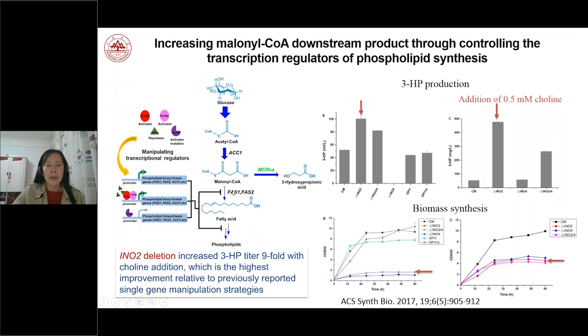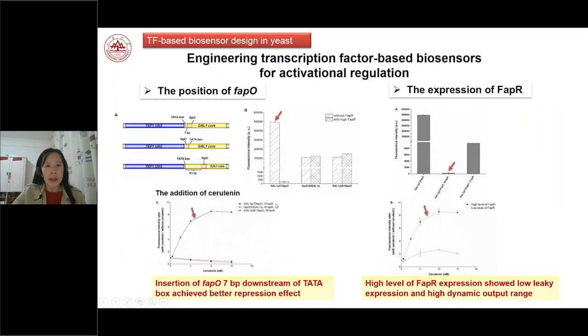The detection of melancholy is very difficult. That's why we need to build the sensors in yeast. The principle to build the activation regulation sensor is that we need to insert the FEP-R binding site, FEP-O, inside a synthetic promoter of the co-element, and we insert it nearby the TATA box.